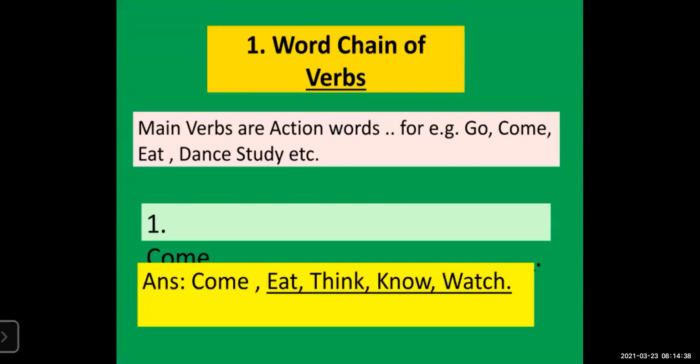So I repeat again, when a question is given in your question paper to complete the word chain, you should read the question properly, whether the question is about a word chain of verbs, nouns or adjectives. And after that, you have to complete the word chain. If it is of verbs, you should complete it with main verbs only. Main verbs means the words which show action. I hope you have understood this word chain of verbs.